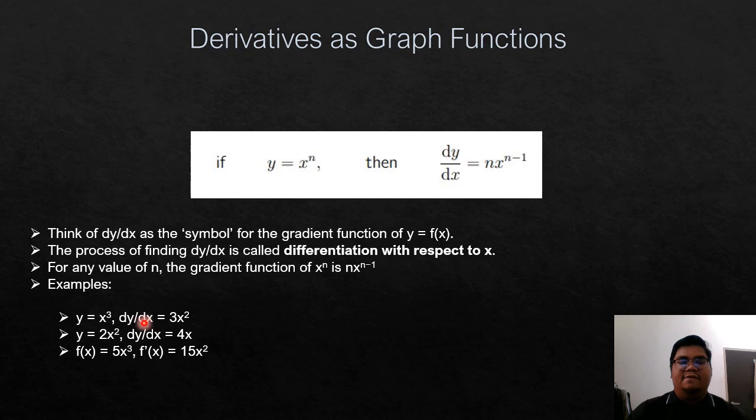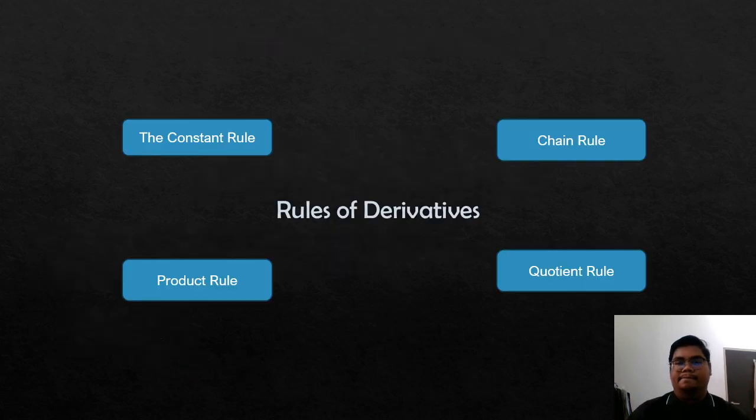So the derivative of y equal to x cubed is equal to 3x squared. Same with y equal to 2x squared: when we differentiate it, we get 4x, and so on and so forth. Also, y can be expressed as a function f(x). So when we say that f(x) is equal to 5x cubed, the derivative, which we call f dash x, is equal to 15x squared.